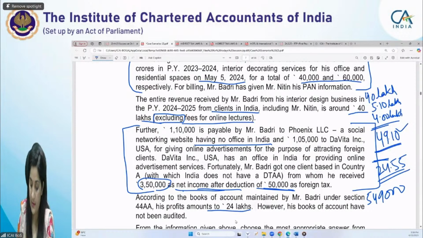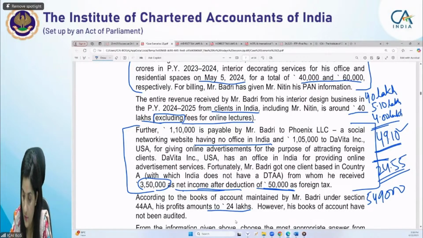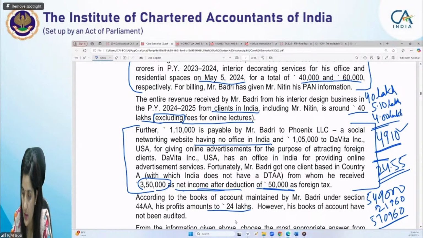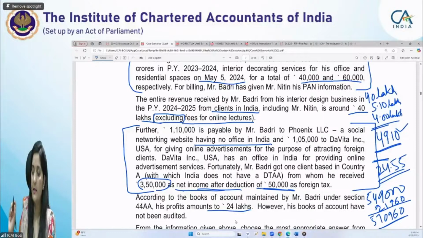4% cess coming to 5,70,960 after including cess. ठीक है, 5,49,000 into 4%, it is coming to 21,960. Okay. So it's coming to 5,70,960.